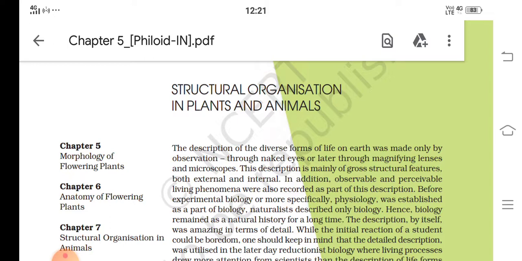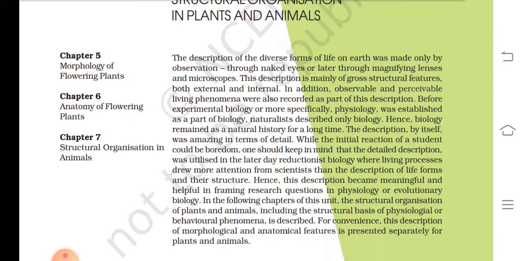Before experimental biology, or more especially physiology, was established as a part of biology, naturalists described only biology. Hence biology remained as natural history for a long time. The description by itself was amazing in terms of detail. While the initial reaction of a student could be boredom, one should keep in mind that the detailed description was utilized in the later-day reductionist biology, where living processes drew more attention from scientists than the description of life forms and their structure. Hence, this description became meaningful and helped in framing research questions in physiology or evolutionary biology.